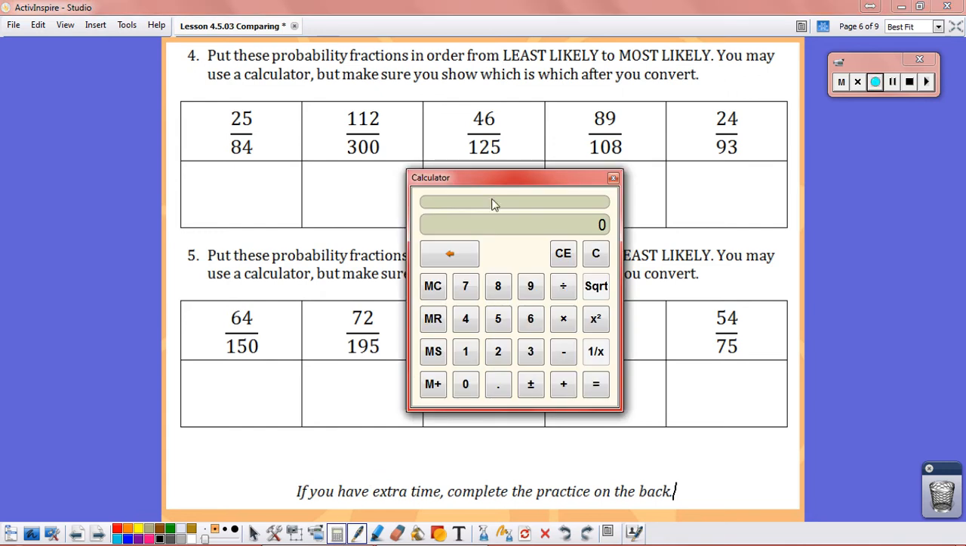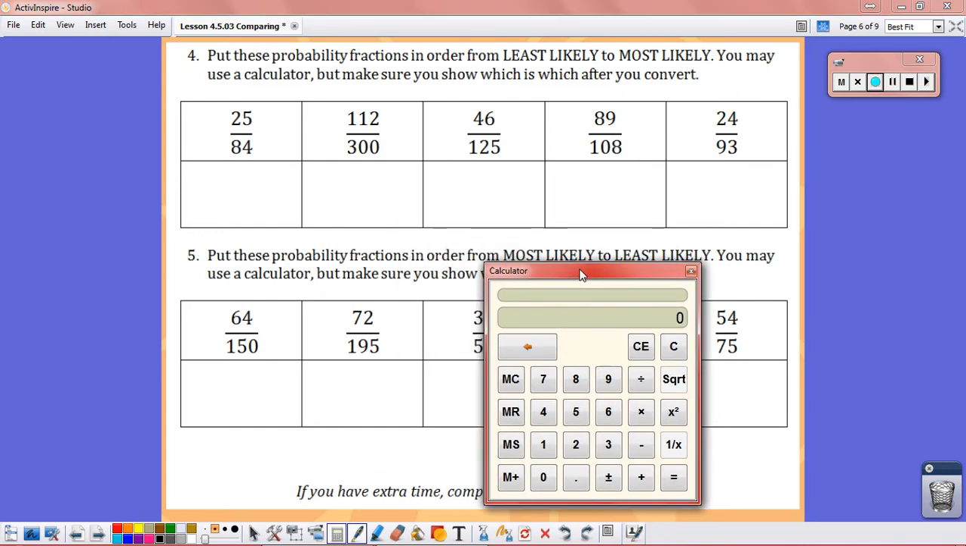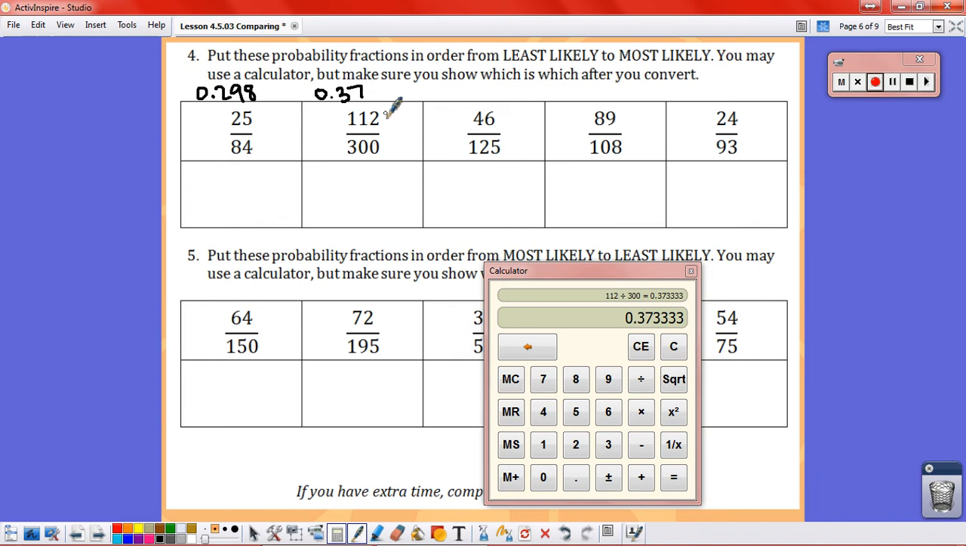And they have this type of question on their homework, so I actually make sure that we have time to go over this. 25 divided by 84 is 0.297. 6 says give it a shove, so we're going to shove it up to an 8. 112 divided by 300 is 0.37. The 3 has a 3 behind it, that's a let it go, so it just stays a 3.